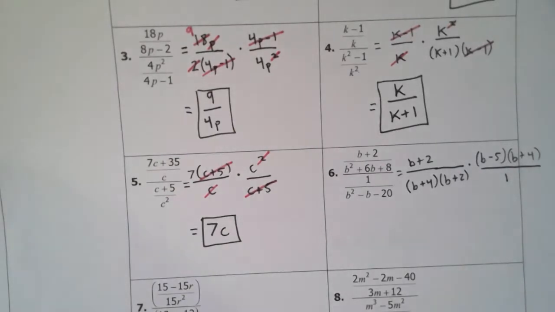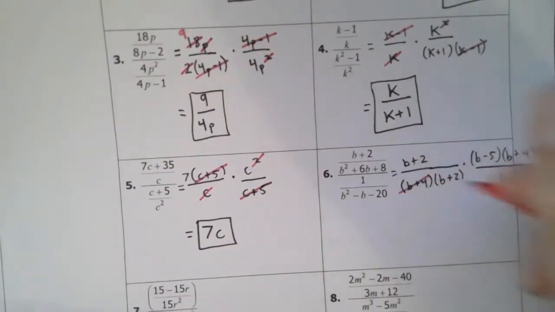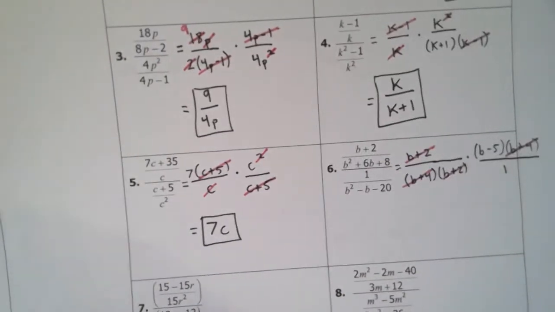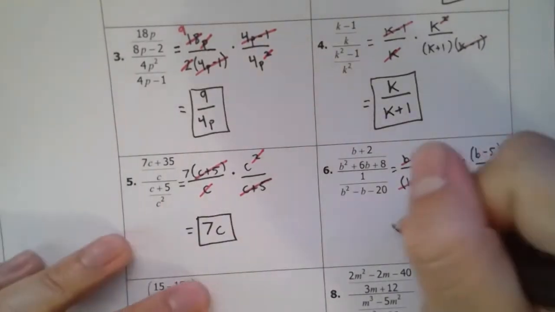Now we cancel out b plus 4 there and there, b plus 2 here and here, and that leaves me with just b minus 5 over 1, or just b minus 5.